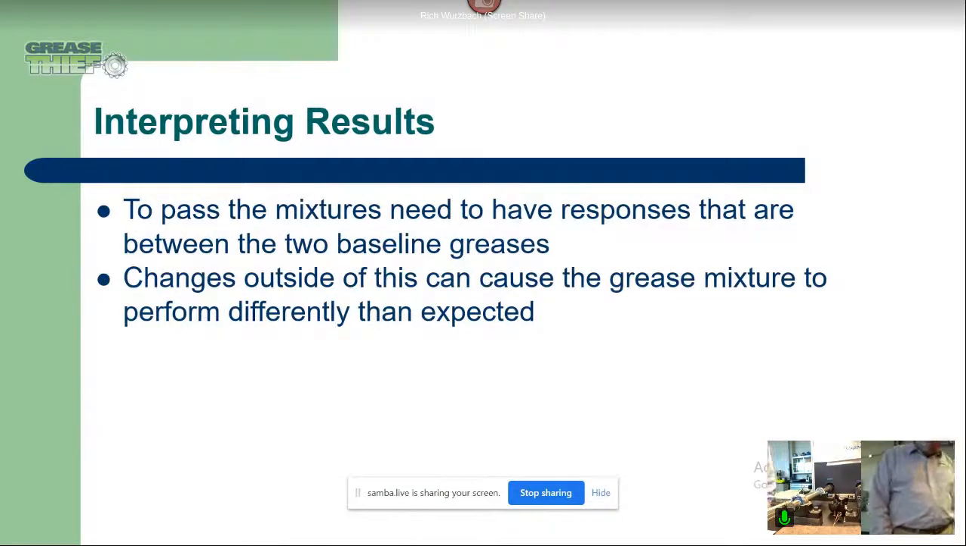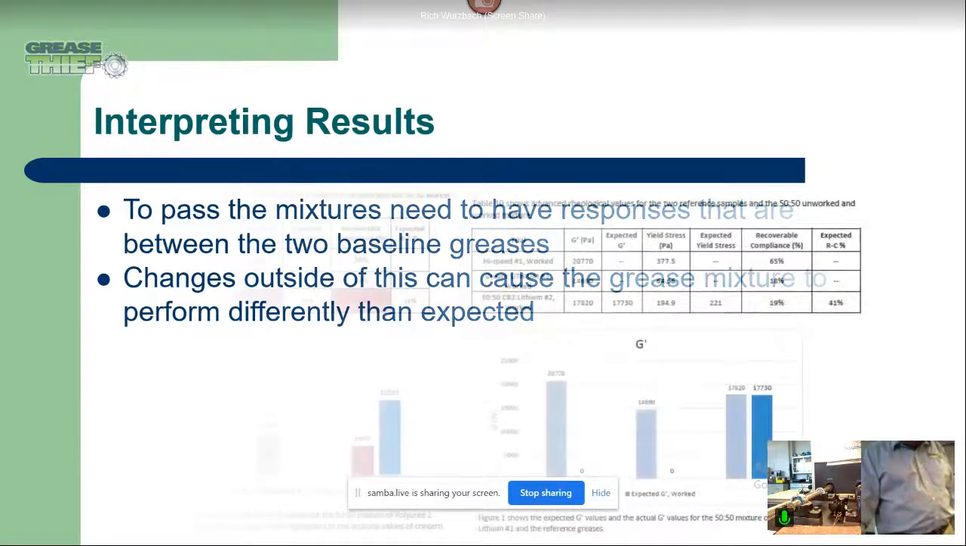So to interpret the results, we want to pass the mixtures that would have a response, typically that are between the two baseline greases, and I'll show you that in a moment. If you have changes outside of this, much higher values or lower values, it implies that you don't have an averaging of these two greases that were fairly close to begin with. Something else has happened physically, chemically in this mixture that has changed the properties to a completely different value. And so I'll show you some of those examples.